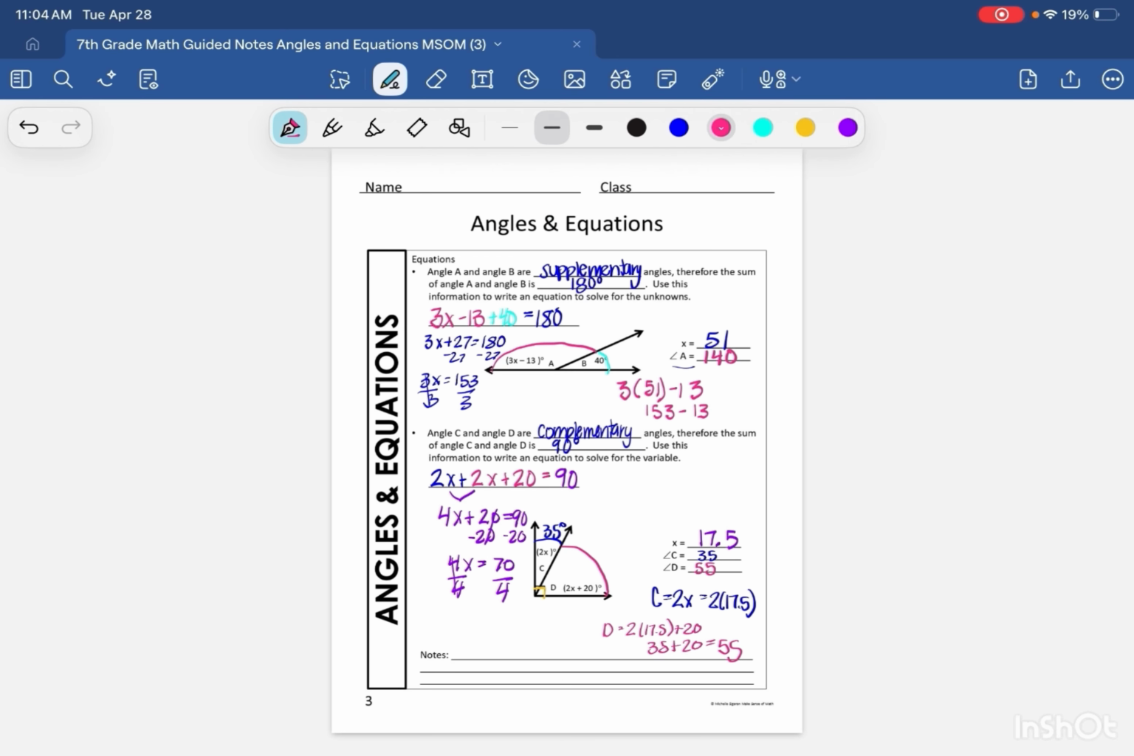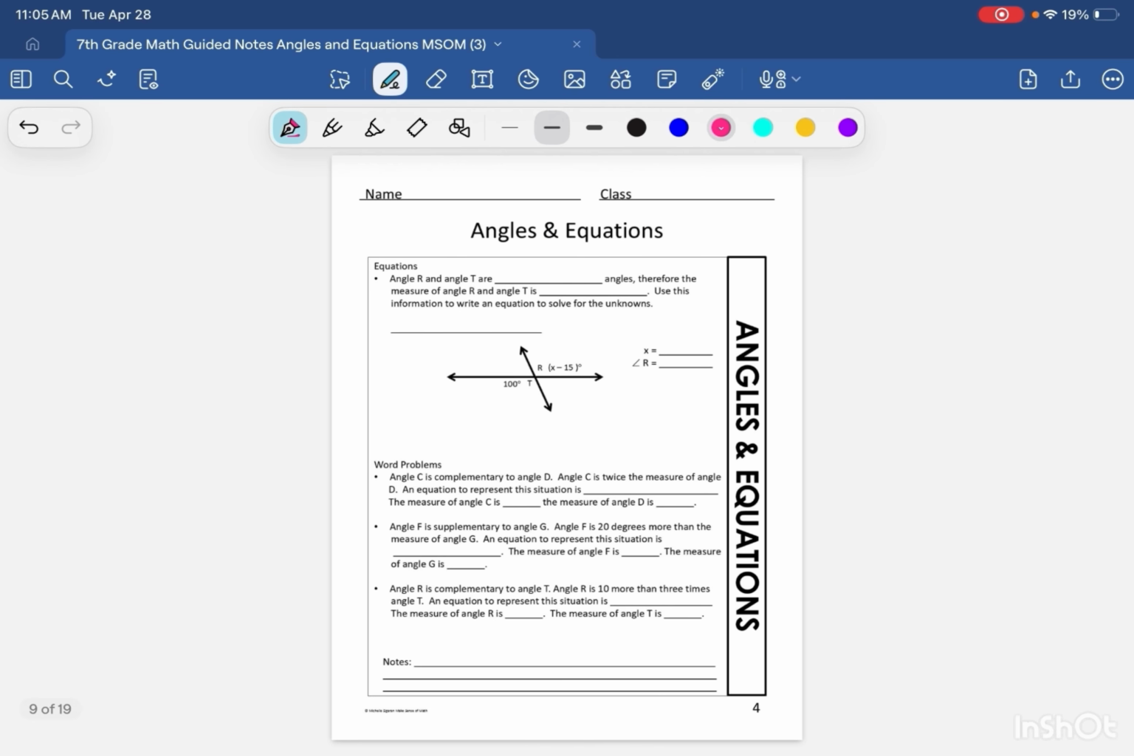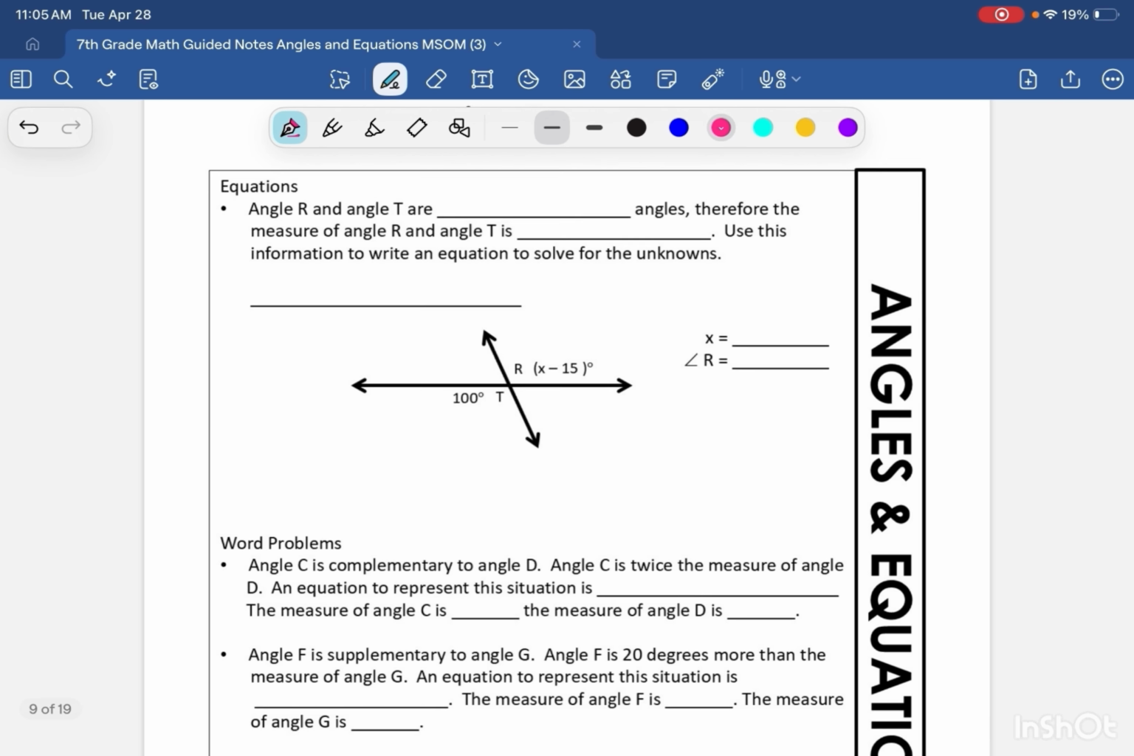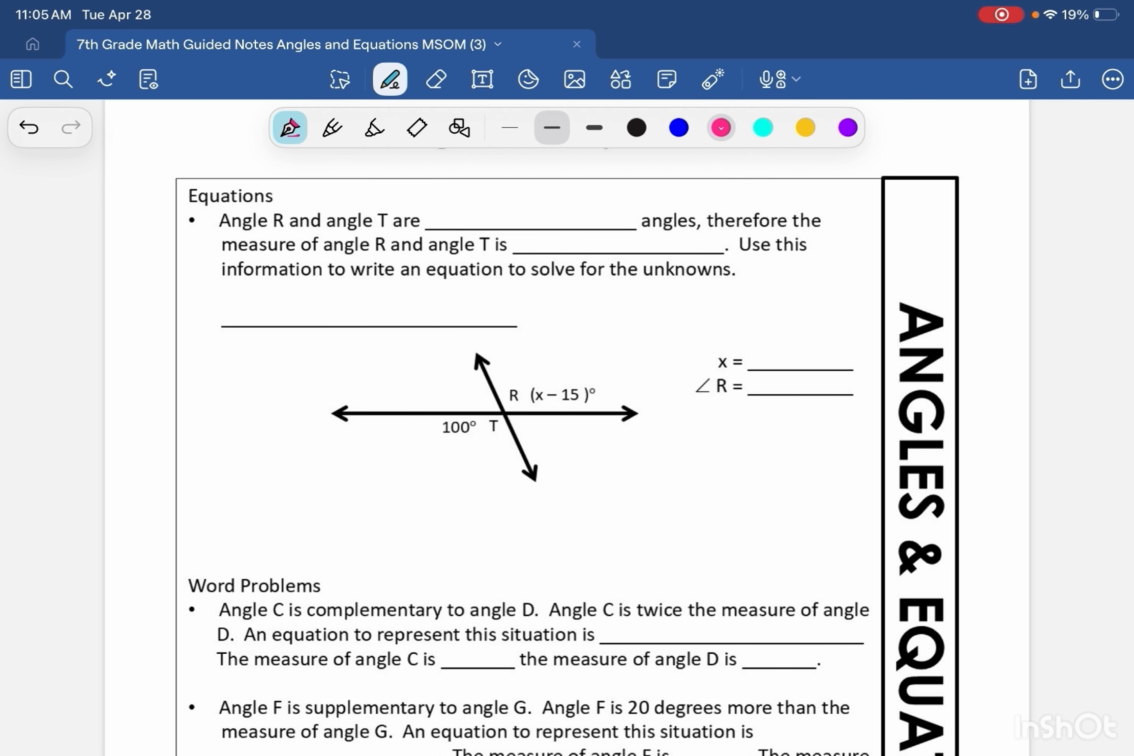Okay, last page. Angle R and angle T. So we're looking at angle R right here, and angle T. What do we notice about them? They're opposite or vertical angles. Therefore, the measure of angle R and angle T is equal.